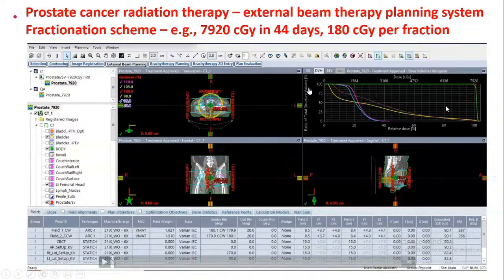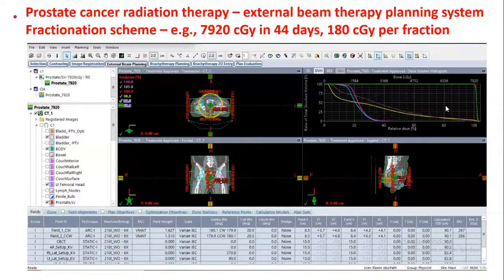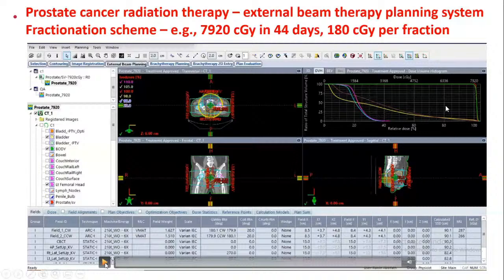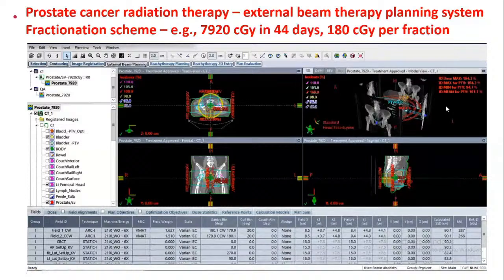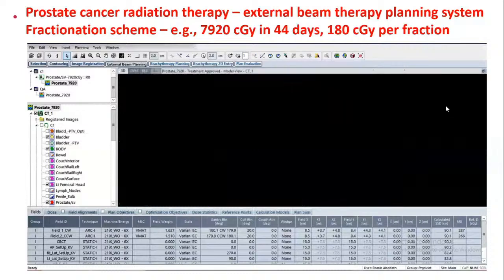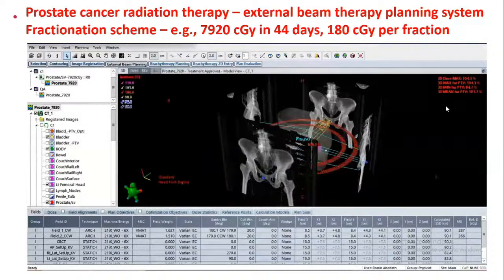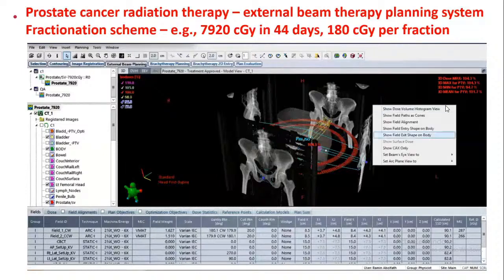Okay. Now in this video clip that I prepared by myself, which I'm going to show, various aspects of the computerized planning system will be shown. This is an example of a prostate treatment planning system. This software is known as Eclipse and developed by the company Varian, that is the major manufacturer of the medical linear accelerators in US.